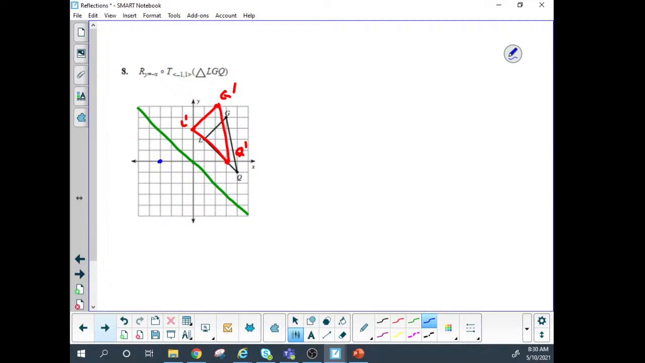Definitely, if you're up for the challenge. L prime, G prime, and Q prime is 1.5 units away. And I should be writing double prime because we've moved it twice. So that is a composition of transformations, really similar to composition of functions, and written very similarly.